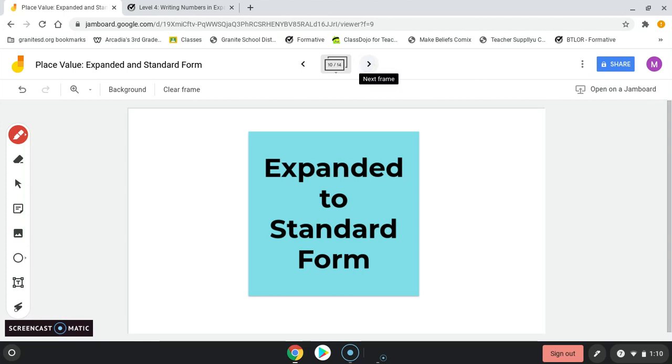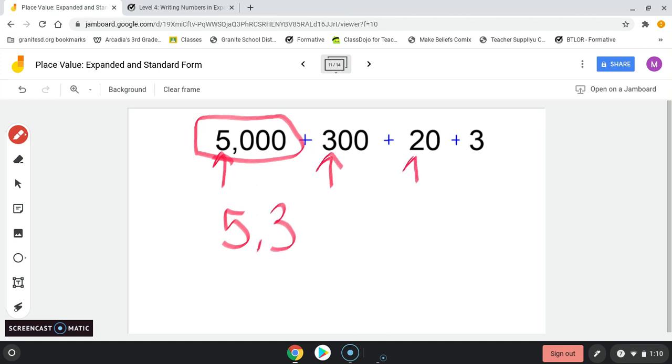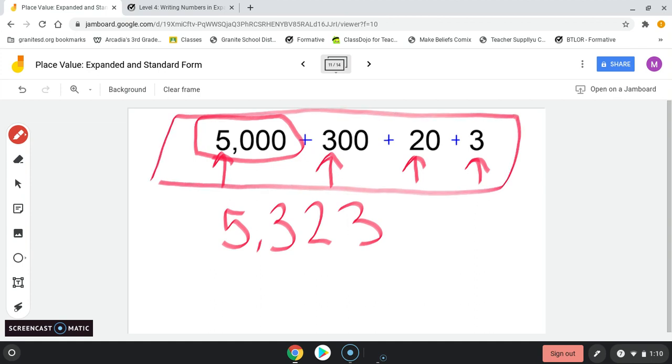Right, so for the second part of the assignment, you have to go expanded to standard. So kind of the opposite of what we were just doing. So instead of giving you a standard number and then you expanding it or pulling it apart, now we're going to give it to you already expanded and you got to put it back together. The way you do that, you're going to start with your thousands again. You're only going to type your five from your thousands. Because next, you are going to add your hundreds. So you have 300. Then you move on to your tens, 20, and then you add your ones, four, three. So this guy smushed back together would look like this in standard form, 5,323.